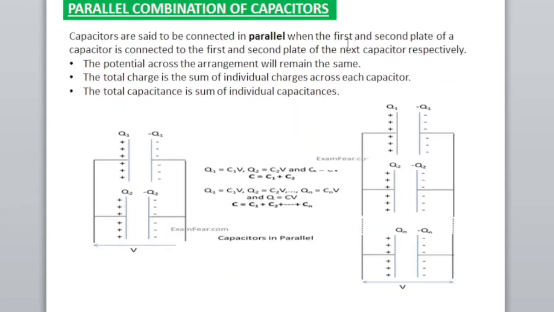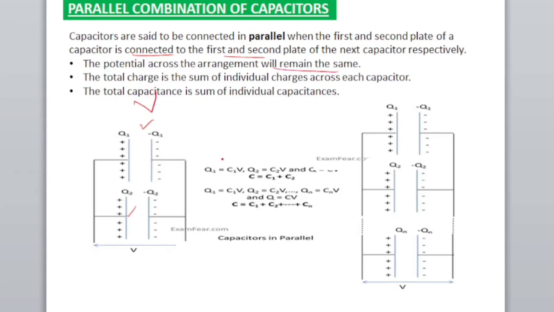In a parallel combination, the first and second plates of a capacitor are connected to the first and second plates of the next capacitor. Suppose there are two capacitors. The first plates of the two are connected to one point, and the second plates of the two are connected to another point. This arrangement is called a parallel combination. In a parallel combination, the potential across the arrangement remains the same.